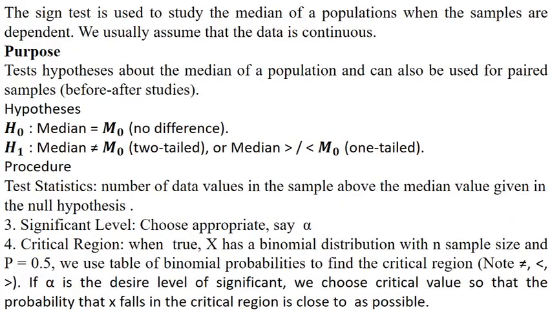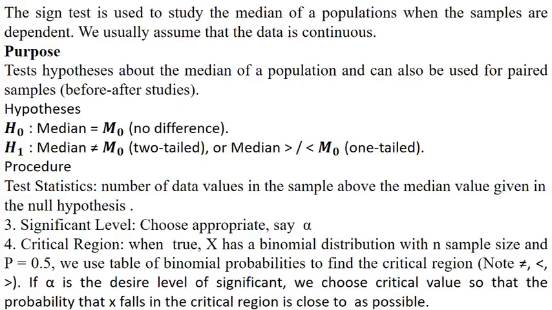Now, the sign test is used to study the median of a population when the samples are dependent. We usually assume that the data is continuous. Purpose: test hypothesis about the median of a population. It can also be used for paired samples, that is, before-after studies.